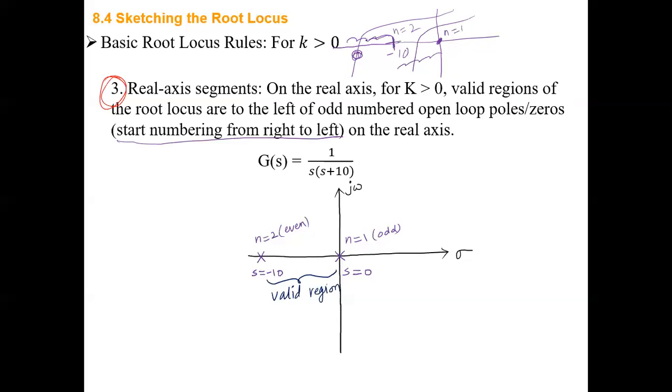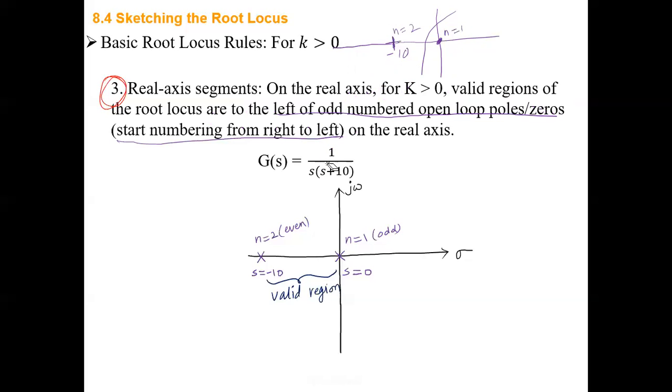This is to the left of an even number. That's why the root locus does not pass through this section; the root locus passes through this section. That's what rule number 3 says: the root locus lies to the left of an odd number of open-loop poles and zeros. So it could be a zero also.